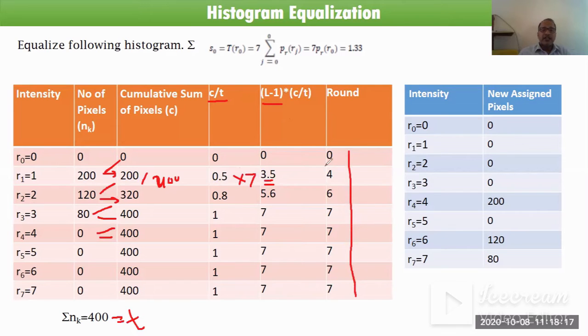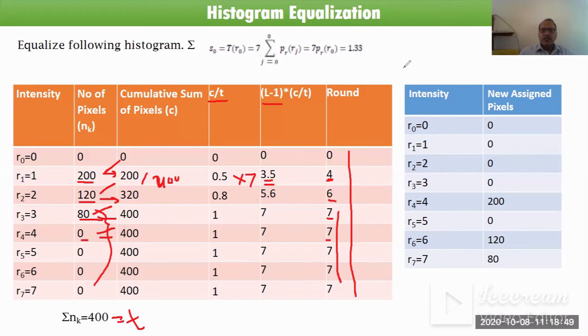So we can assign the intensity. Now intensity 0 maps to a new intensity, which is 4. And for this intensity, what are the pixel values? For this intensity, these are the pixel values. For 6, these are the pixel values. Then for 7, these are the numbers of pixels. For 7 there are 5 values, so the sum of all these 5 elements will be written. So this is the histogram equalization technique.